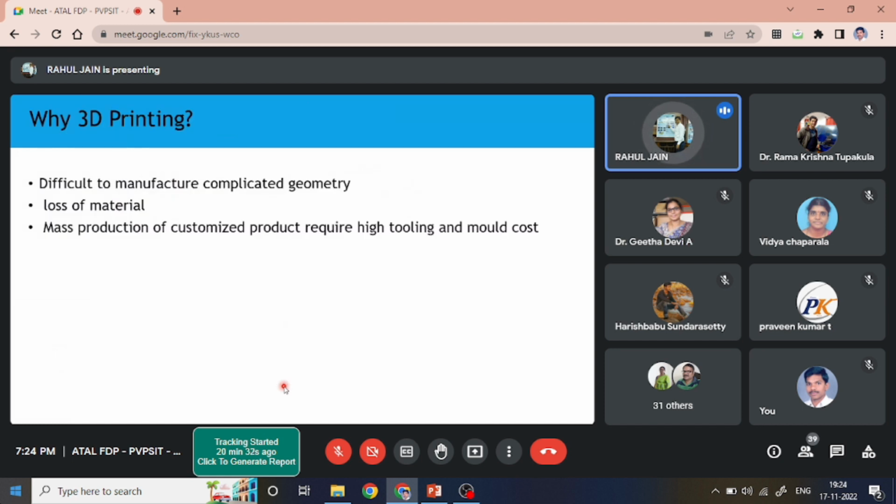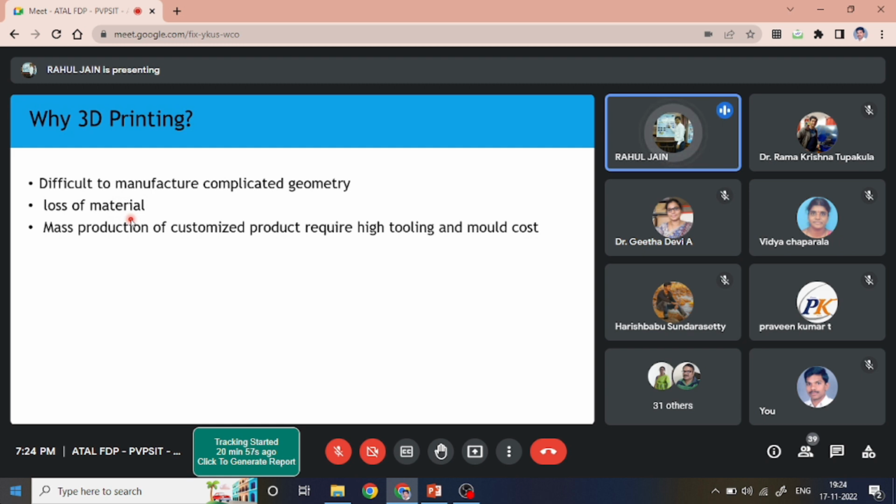Like I have already said, at times it is very difficult to manufacture complicated geometry, and the sophisticated machine which is required, every company or everybody cannot afford it. So that is why loss of material is very less in case of 3D printing process, and customized product. The biggest advantage of additive manufacturing process is customization.